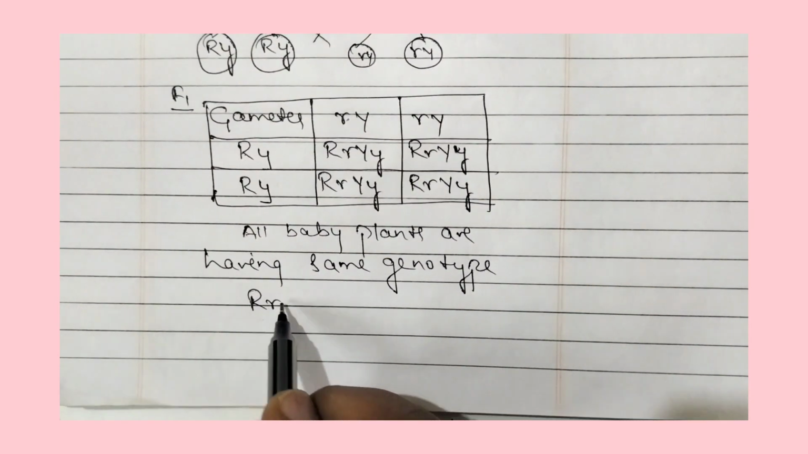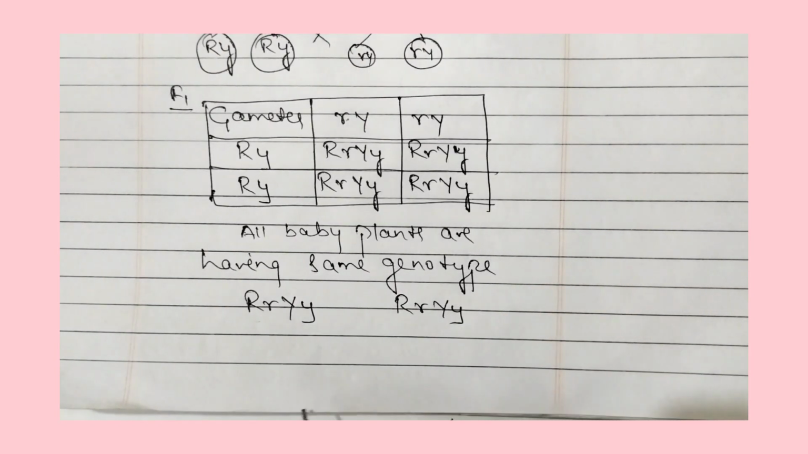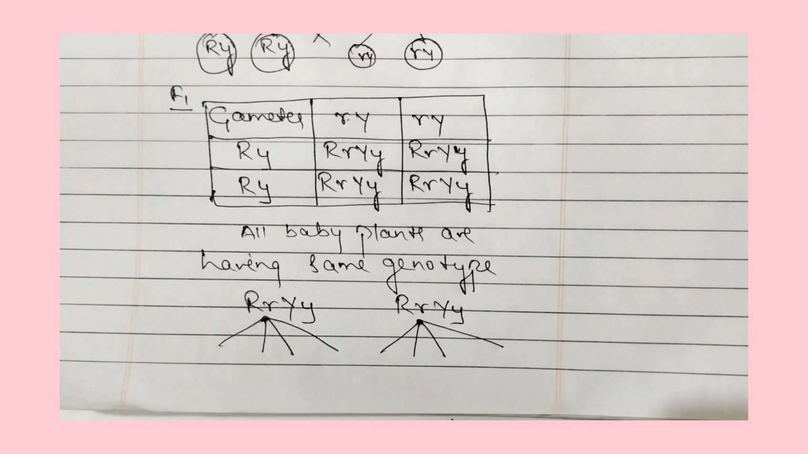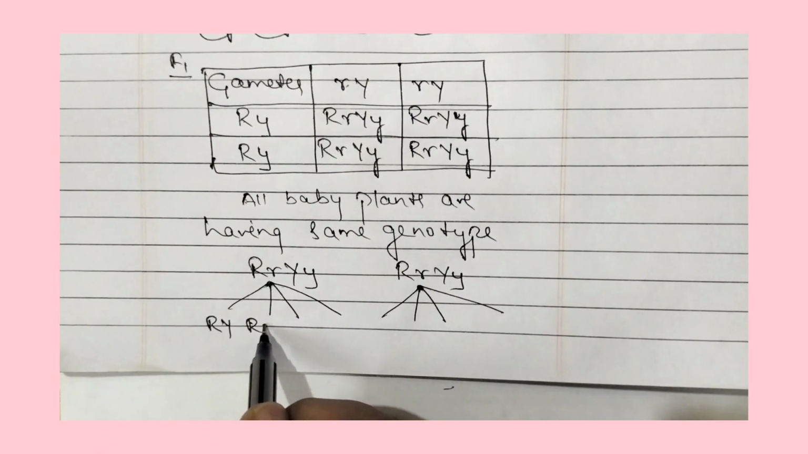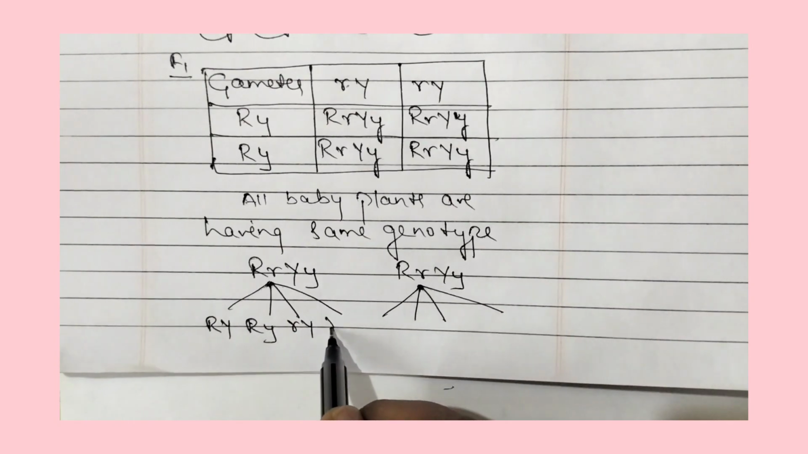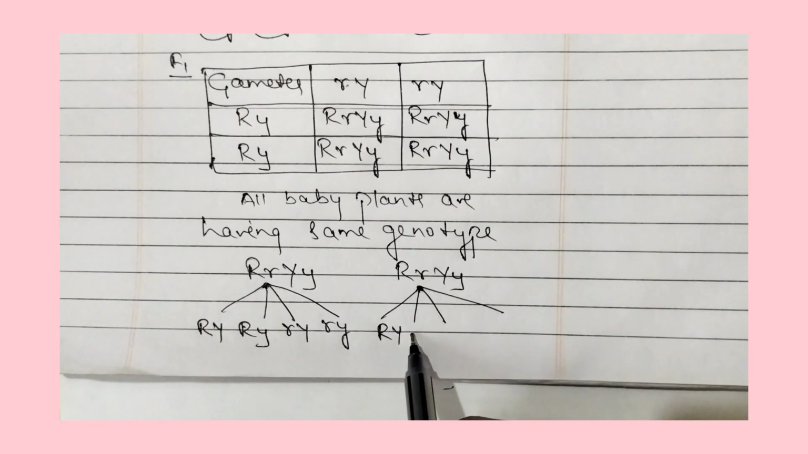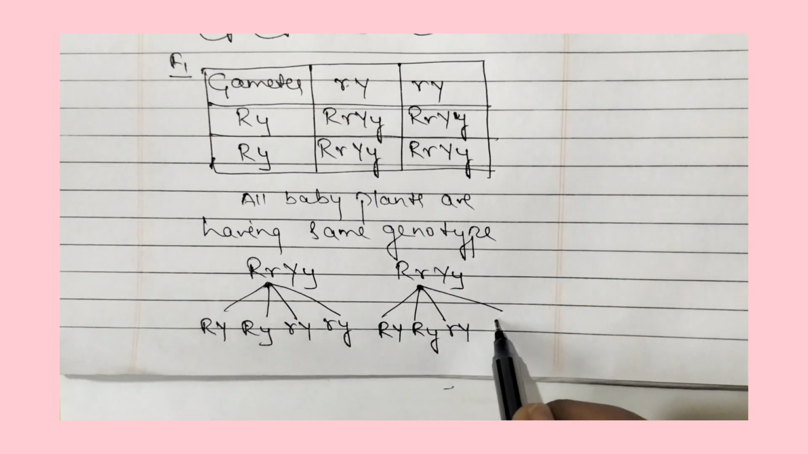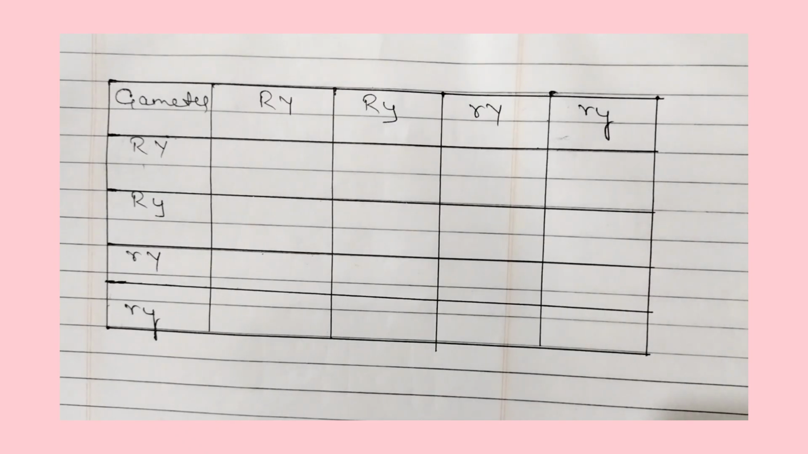So capital R small r, capital Y small y, capital R small r, capital Y small y. This is the genotype. Let us write the gametes for this one. Capital R capital Y, capital R small y, small r capital Y, small r small y. These are the gametes. Same gametes here also, because same genotype. Capital R capital Y, capital R small y, small r capital Y, small r small y. So now let us write the checkerboard for F2 generation.